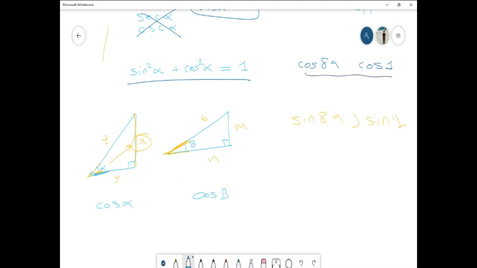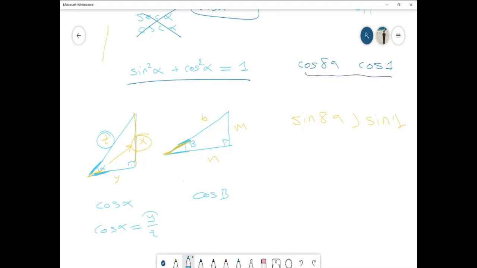Cosine alpha and cosine beta. In here, we have a bigger angle, but in here we have a smaller angle, right? As you can see, cosine alpha, as you know, is equal to y over z.